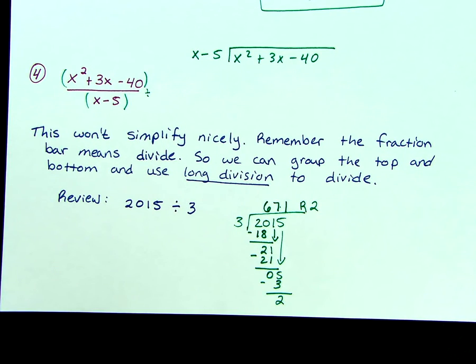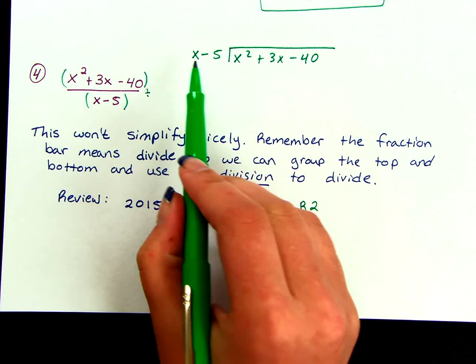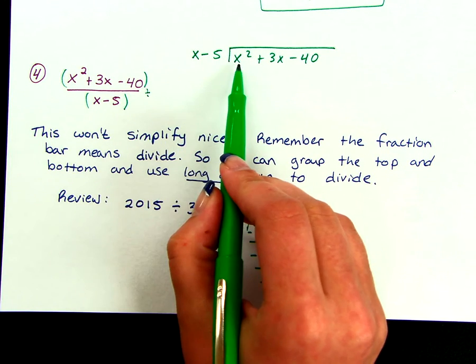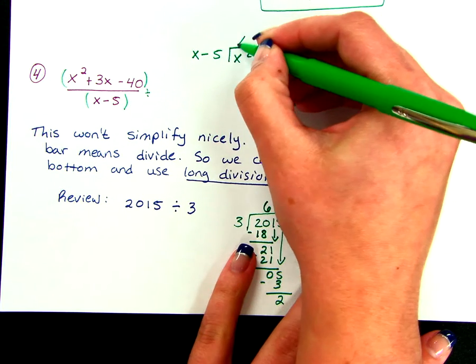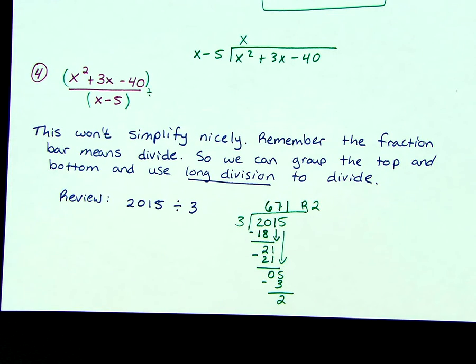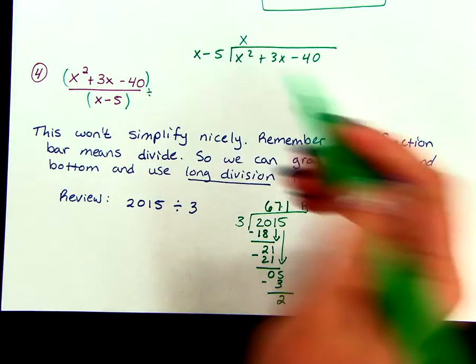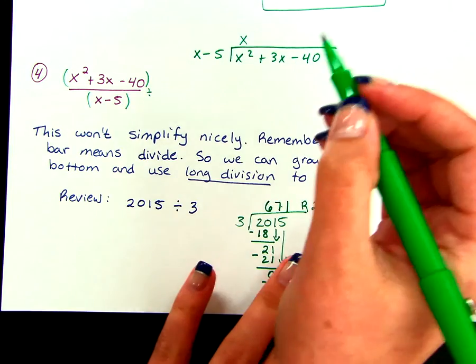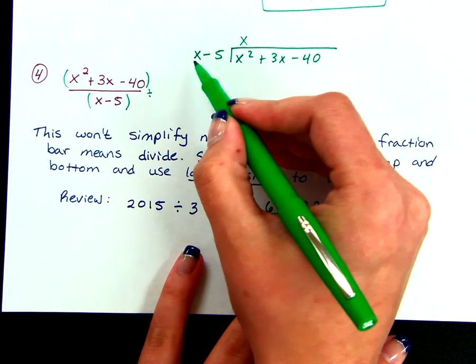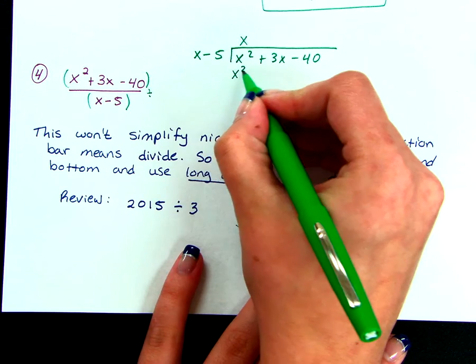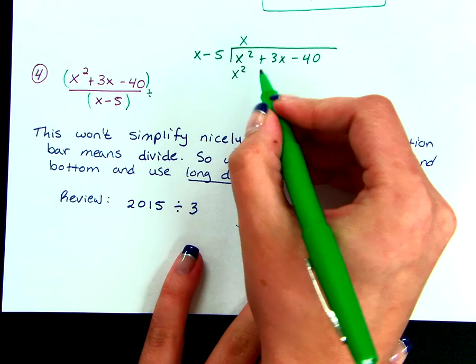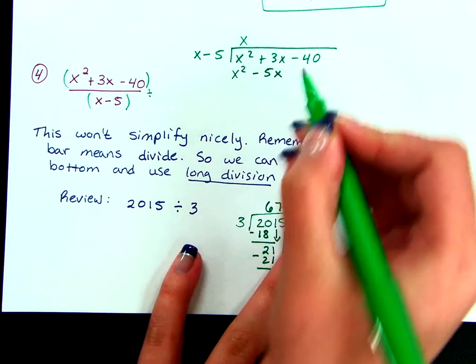Now, because we're working with variables, our beginning thought process is going to be slightly different. So instead of thinking how many times does x go into x squared, we want to think of it in terms of multiplication. So what can we take times x to get x squared? And our answer to that would be x. So that's going to be written above. And then we're multiplying. But we have two terms here, so we have to remember to distribute. So x times x is x squared, goes underneath. X times negative 5 is a minus 5x.